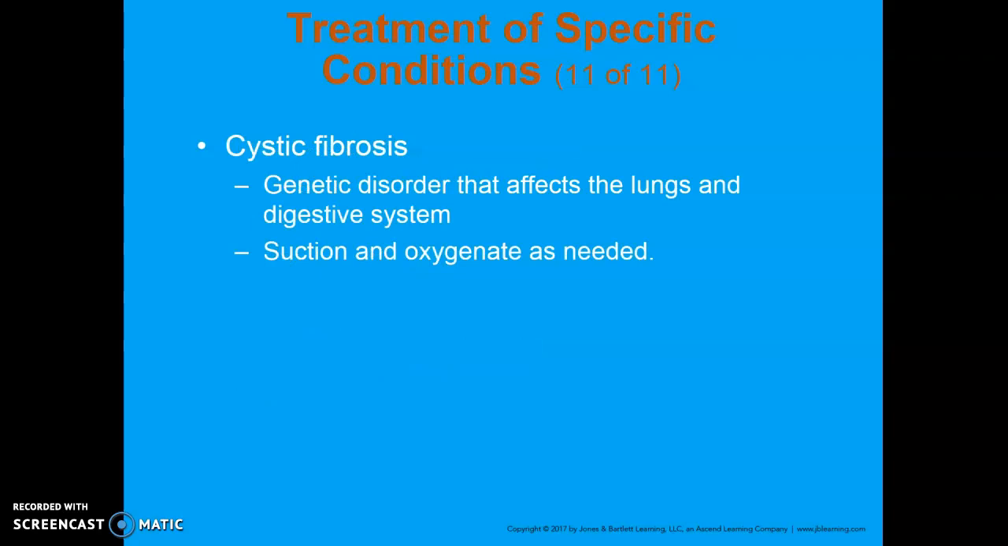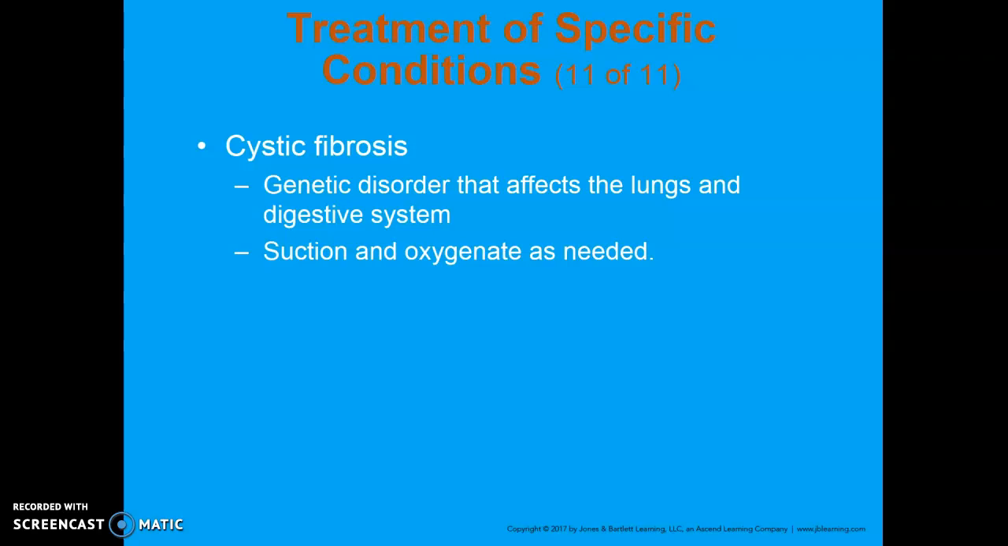And the final condition is cystic fibrosis. This is a genetic disorder that typically affects the lungs or the digestive system, but this predisposes people that have this condition to repeated severe lung infections. Oftentimes, they're well aware that they have cystic fibrosis, and they go through several treatments a day to try and mitigate the symptoms. It's not something that can be fully treated.